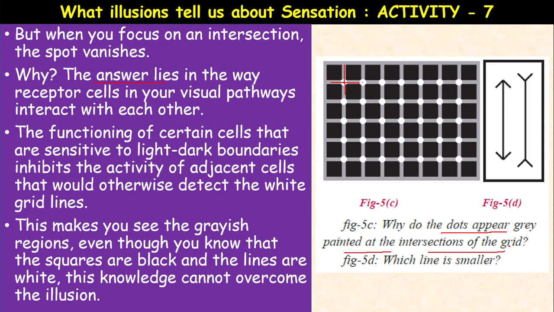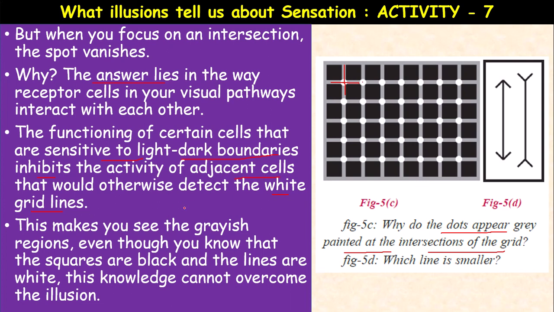The answer lies in the way receptor cells in your visual pathways interact with each other. The functioning of certain cells that are sensitive to light-dark boundaries inhibits, means stops, the activity of adjacent cells that would otherwise detect the white grid lines. So here, the functioning of certain cells that are sensitive to light-dark boundaries inhibits the activity of adjacent cells that would otherwise detect the white grid lines.